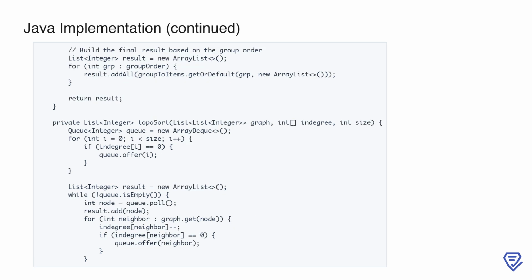With the items organized by groups, the final task is to build the result in the correct order. We use the topological order of groups obtained earlier to retrieve items group by group. For each group in the sorted order, we add all of its items to the result list. This ensures that the intergroup and intragroup dependencies are both respected in the final output. Finally, we return the result list, which contains all items in a valid order that satisfies the given dependency constraints. This completes the main function, and now we turn to the helper method for topological sorting.